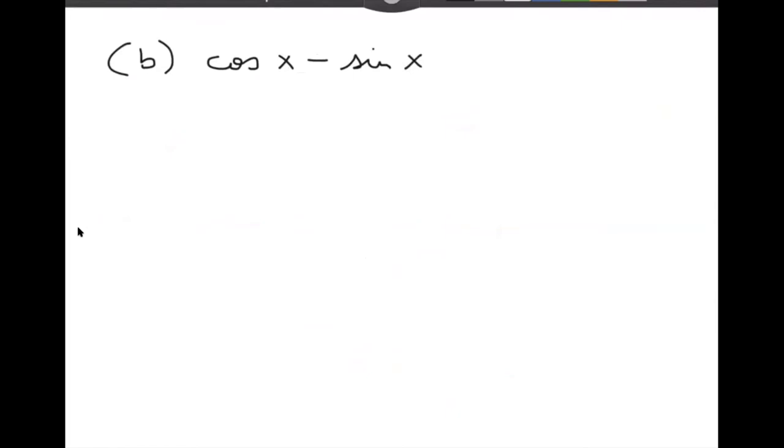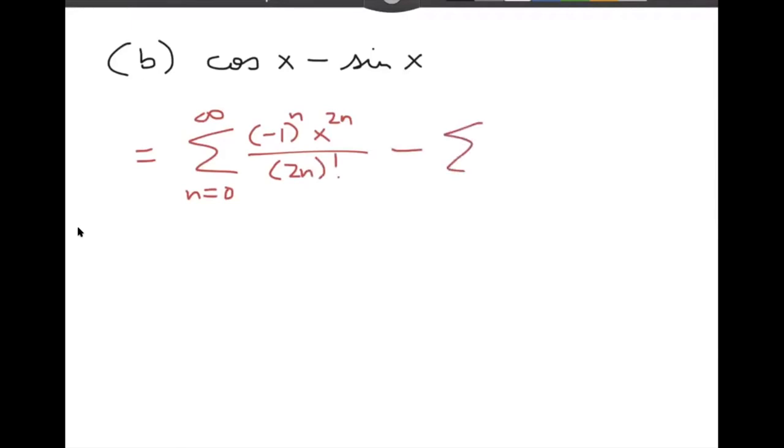All right, next we have cosine x minus sine x. This one is really easy, especially if you don't get too distracted with looking at it term by term. We have a series for cosine x, which is the sum n going from 0 to infinity of negative 1 to the n times x to the 2n over 2n factorial. And we have a series for sine x, the same one we used in the last problem, the sum n going from 0 to infinity of negative 1 to the n times x to the 2n plus 1 over 2n plus 1 factorial.